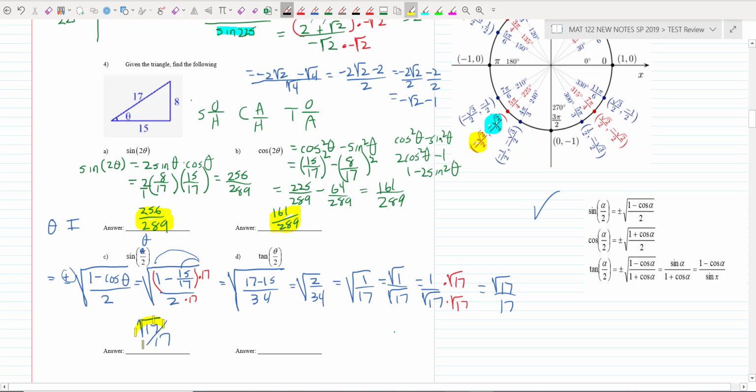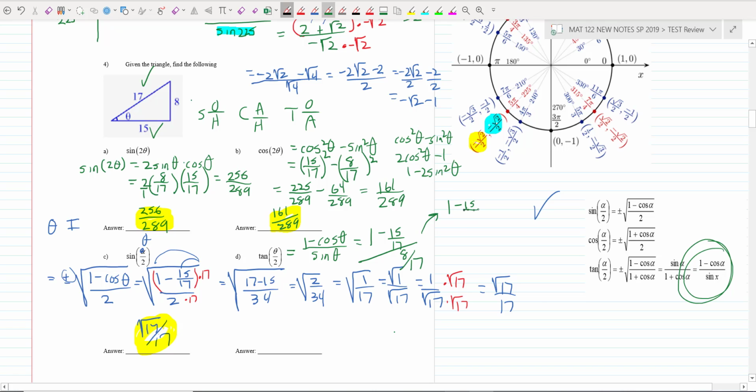Next problem is asking for the tangent of theta over 2. So again, you want to use this form. Use the third form, that's the easiest. So we just do 1 minus cosine theta over sine theta. Going to the triangle, the cosine is adjacent 15 over hypotenuse 17. So that's 1 minus 15 over 17. The sine is 8 over 17. Let me write this a little cleaner. I've got 1 minus 15 over 17 all over 8 over 17.